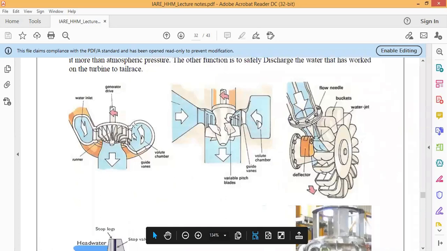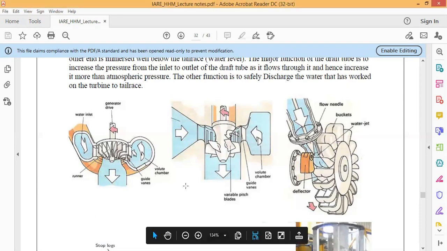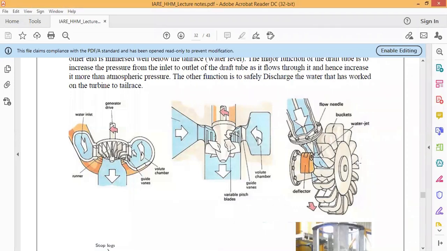Okay, so here are some major parts of the draft tube. Let's see: generator drive, water inlet, runner, guide vanes, volute chamber. This is a more enlarged picture of that, showing you the direction of flow. This is the volute chamber, these are the guide vanes, and variable blades are there. The blades work to divide the energy of water.